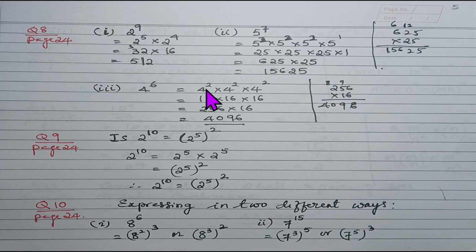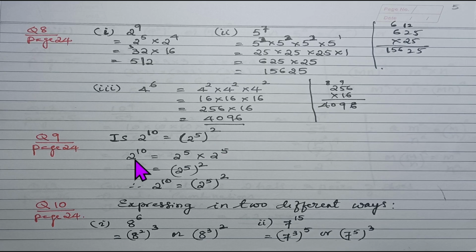Now if you are asked to find out 4 raised to 6, very simple, multiply 4 square into 4 square into 4 square. 4 square is 16, so 16 into 16 into 16, 256 into 16 becomes 4096. If you want to check, 2 plus 2 is 4, 4 plus 2 is 6, therefore 4 raised to 6 is correct. Now is 2 raised to 10 equal to 2 raised to 5 raised to 2?